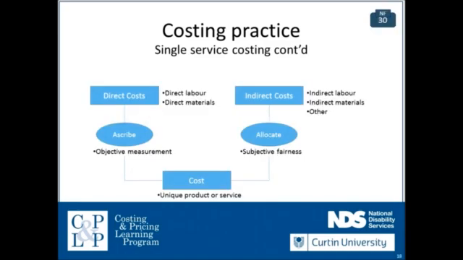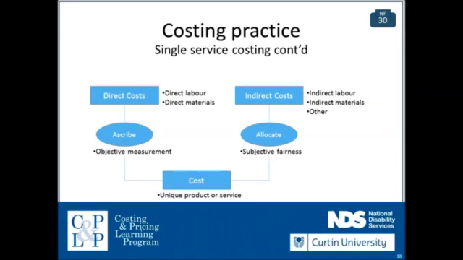Overall, though, when we look at single service costing or indeed multiple service costing, there are a couple of fundamental rules about how costs are ascribed or allocated. When we ascribe costs, we typically ascribe direct costs, so direct labour, direct materials, and we can ascribe those because we incur those costs in actually providing a particular service, and therefore we would argue that when we talk about direct costs, we're fairly objective in our measurement of those costs.